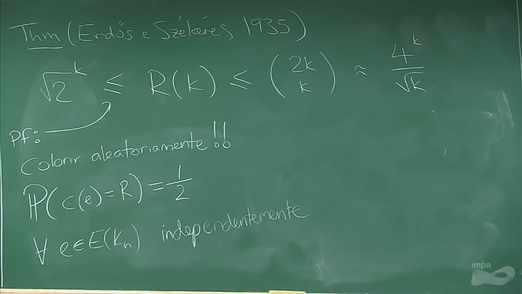Okay, so what do we need? What do we need to show? We would like to show that there exists a coloring with no large monochromatic clique. That's the same thing as showing that in this distribution, the probability that there's no large clique is positive.